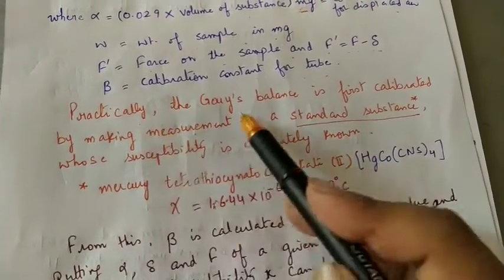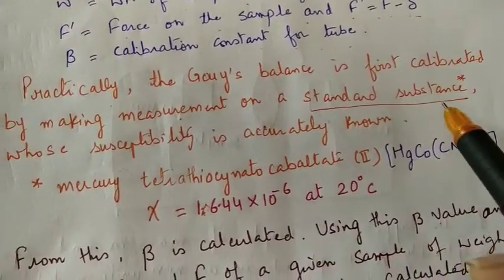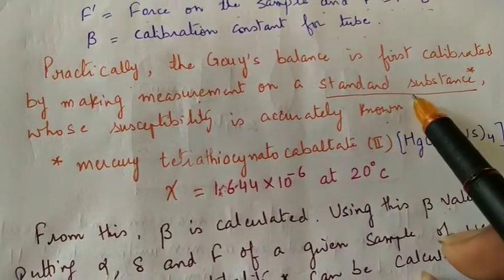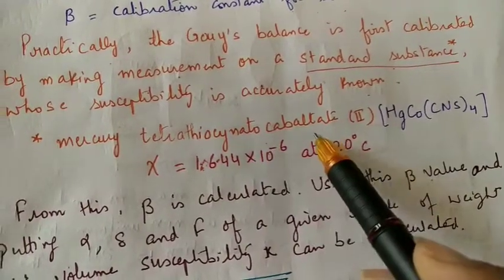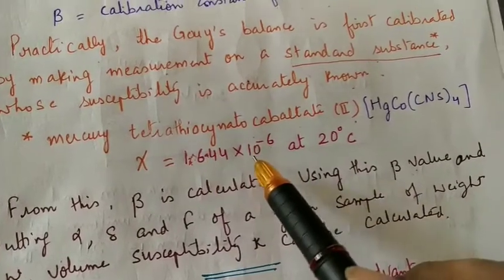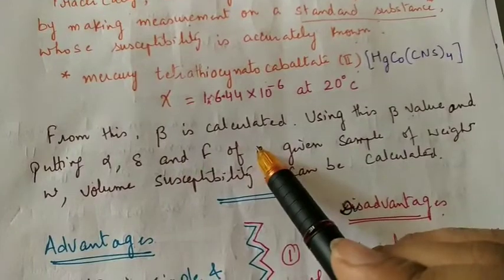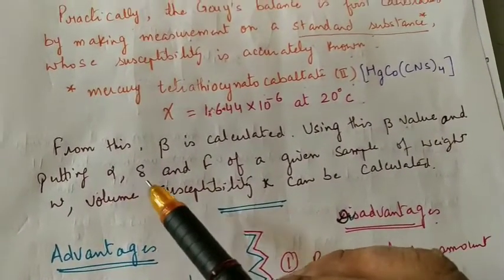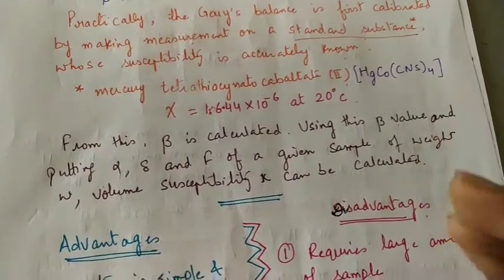Experimentally, the Gouy balance is first calibrated by making measurements on a standard substance whose susceptibility is accurately known. This standard substance usually taken is mercury tetrathiocyanatocobaltate(II), and its susceptibility is 16.44 into 10 to the minus 6 at 20 degrees centigrade. From this, beta is calculated. Using this beta value and putting the values of alpha, delta and F, the volume susceptibility can be calculated.